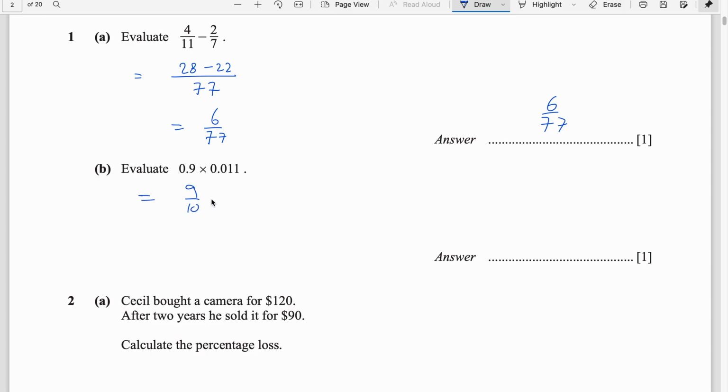Evaluate this. 9 by 10 into 11 by 1 2 3, 99 by 4 zeros, making it 0.0099.